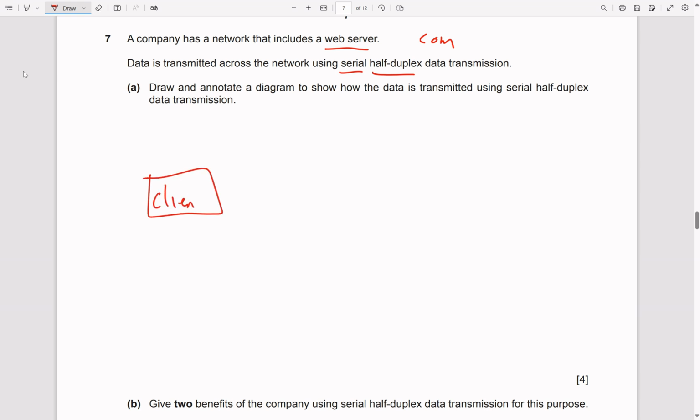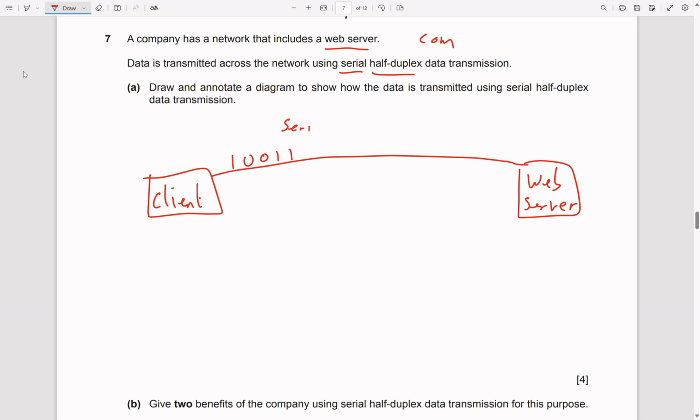Let's say the client. Let's say the web server, server with an R. And let's just draw some bits going across. And let's just say serial, bits travel one by one. And then I guess probably we should draw some arrows as well.